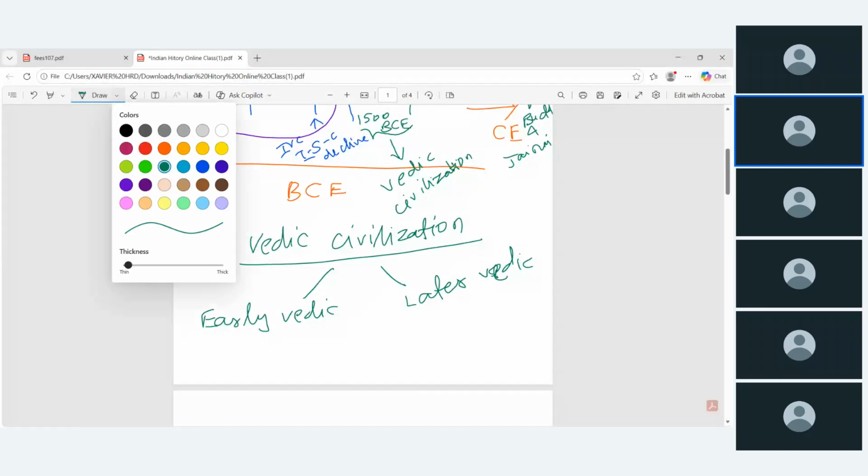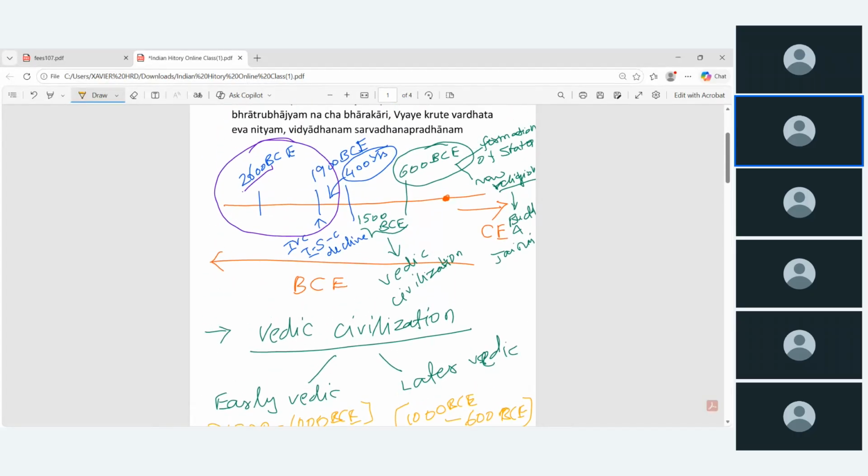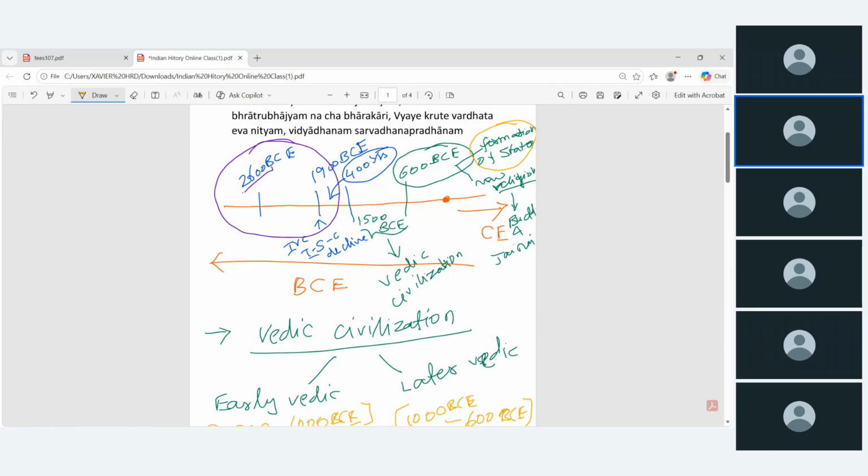The early Vedic time scale is between 1500 and 1000 BCE, and the later Vedic is from 1000 BCE to 600, or in some books 500 BCE. As I mentioned, at 600 BCE there were two major changes: new states were formed and new religions were formed. Those two major religions or philosophical schools are Buddhism and Jainism. All these things will be discussed in today's topic.